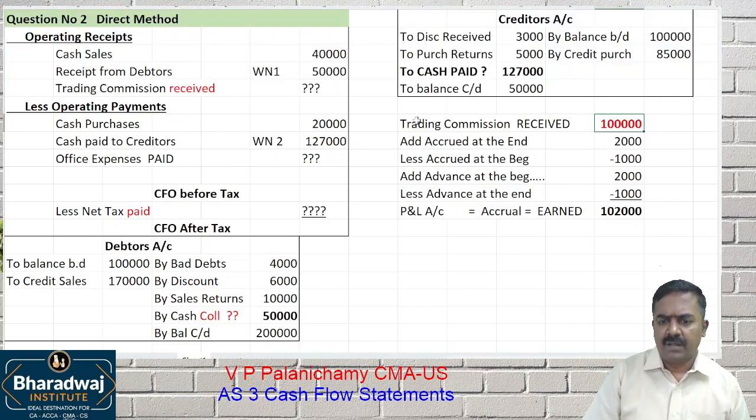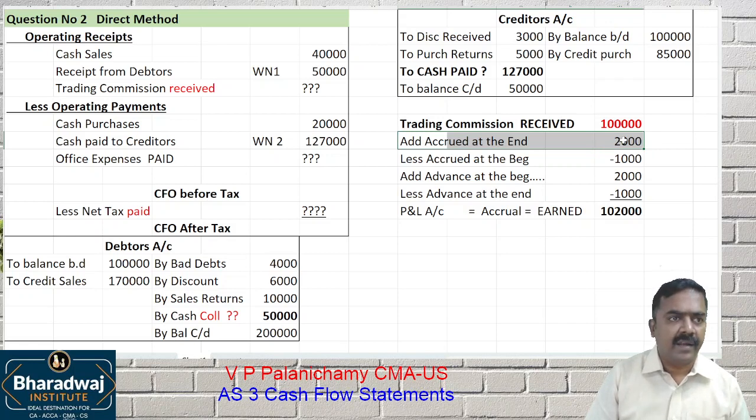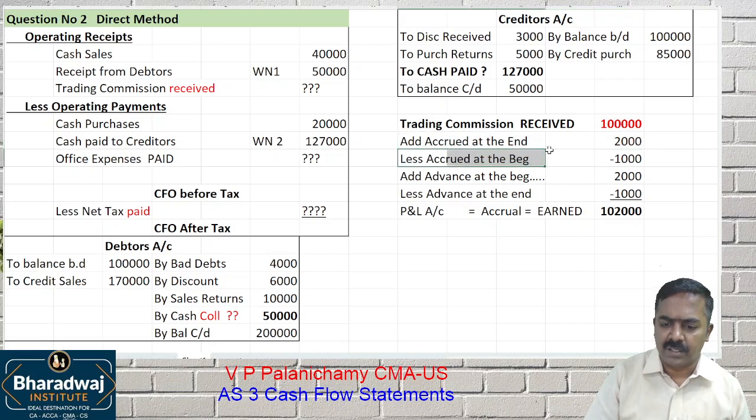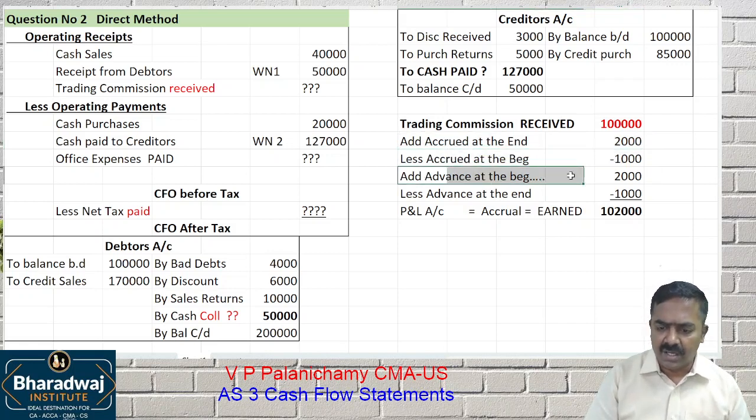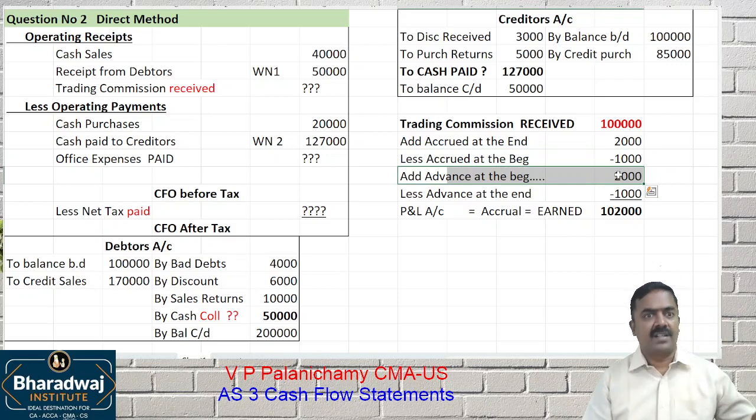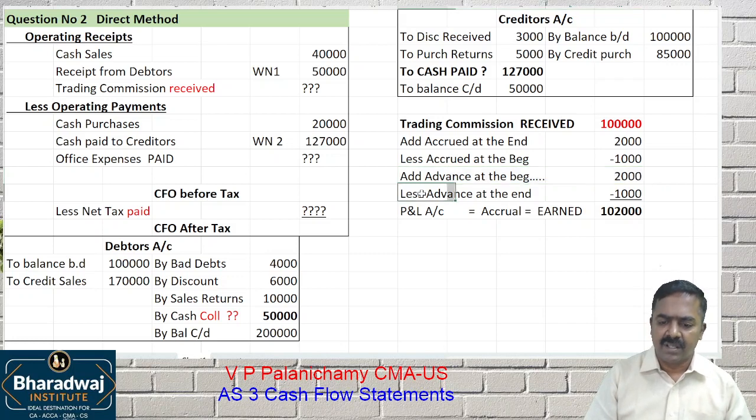I repeat, normally while preparing the P&L account, we take trading commission received. Then we add accrued at the end of the year, because it's current year income, minus accrued at the beginning of the year, which belongs to last year. Advance at the beginning of the year: last year itself we got the money in advance for the current year, so we include it. Advance at the end of the year belongs to next year.